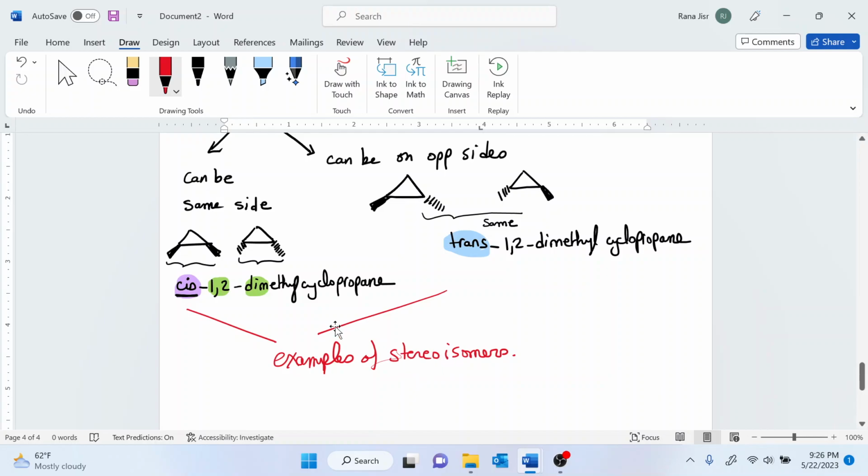One of the types of stereoisomers is cis and trans. And cis and trans, specifically, it's called geometrical isomers. So geometrical isomers is a type of stereoisomers, and stereoisomers is the orientation of the molecule in space. So when you have a cycle and you have two substituents on the cycle, not more than that, then these two substituents can either be on the same side or they can be on opposite sides.